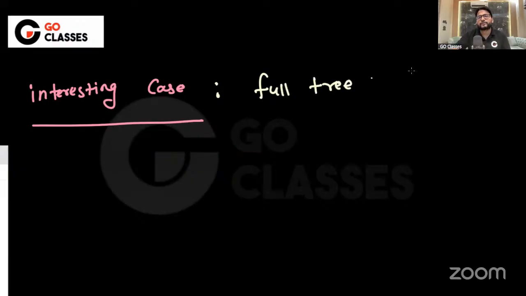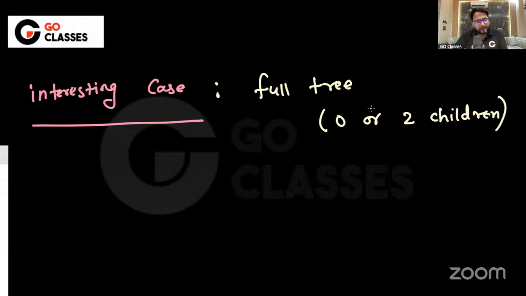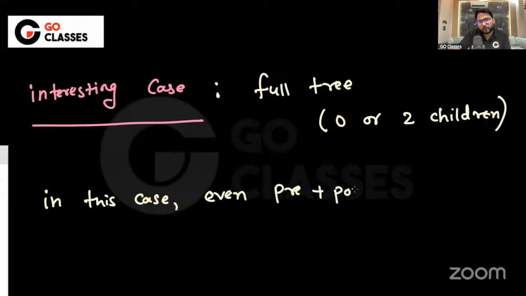Suppose the tree is full, which means either 0 or 2 children, right? In that case, let me just tell you that even pre plus post order will work. Okay, let me just tell you how. See, consider a full binary tree.